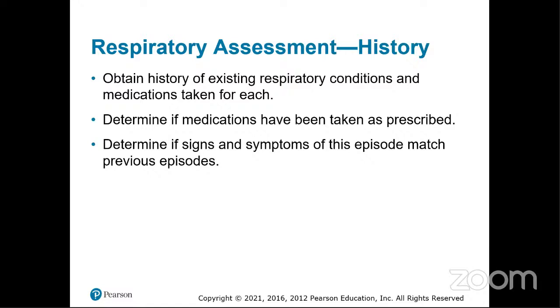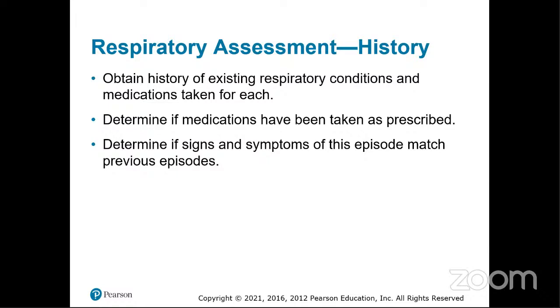So some approaches to the history of it. We're going to ask for any existing respiratory conditions. I keep bringing this one up, COPD, CHF are some big ones that you're going to see. Asthma is another big one that you'll see. And right now, COVID is one that you could potentially see.